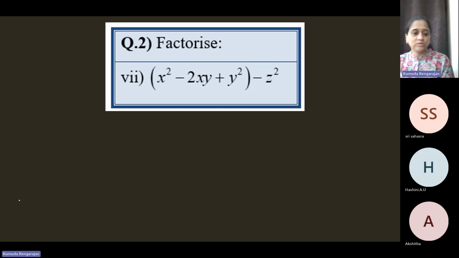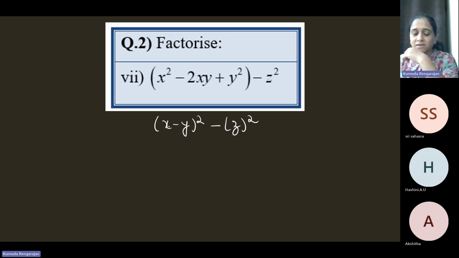Tell me, we'll do it together now. Yes, ma'am, x squared minus 2xy plus y squared minus z squared is equal to... Yeah, so first you'll have to write x squared minus 2xy plus y squared as x minus y the whole square. Then minus z squared as z the whole square.